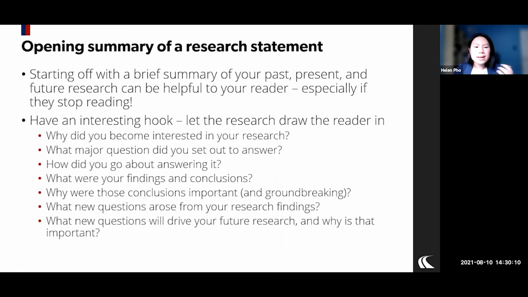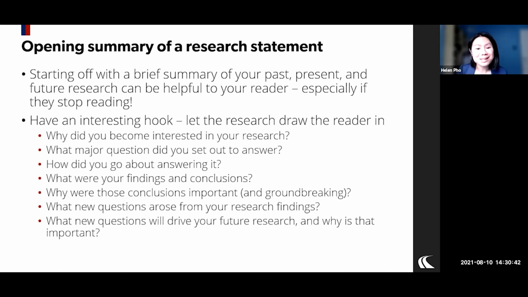Again, I do think that starting with a summary is a good way to begin your research statement. The summary is going to cover your past, your present, and your future research, and it can be really helpful to your reader, especially if they stop reading. We know that if a committee is asking for multiple different documents, that's a lot of pages that faculty members on a search committee will have to read.